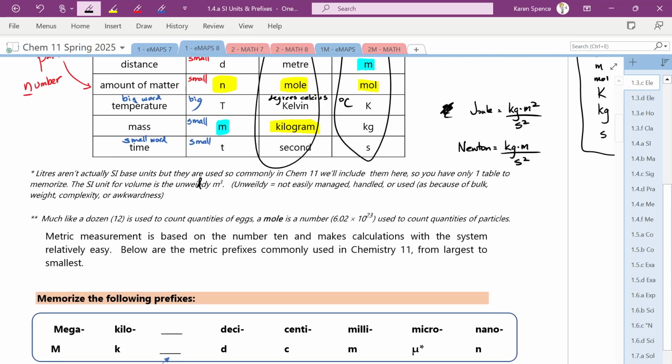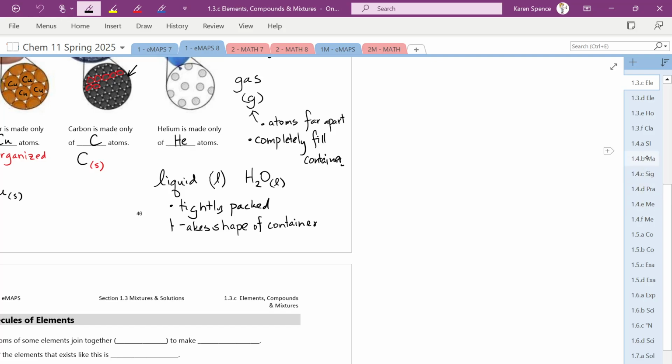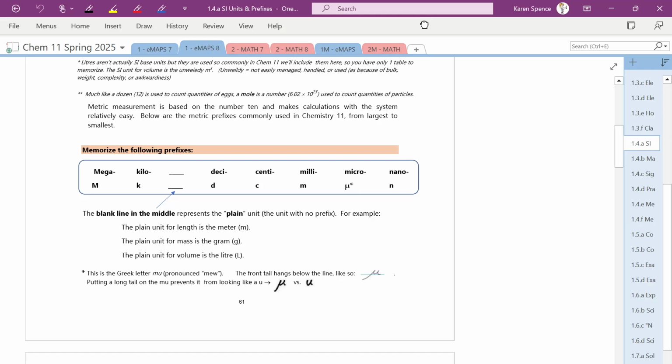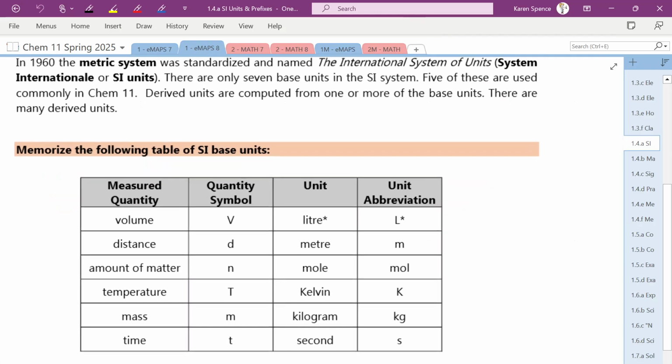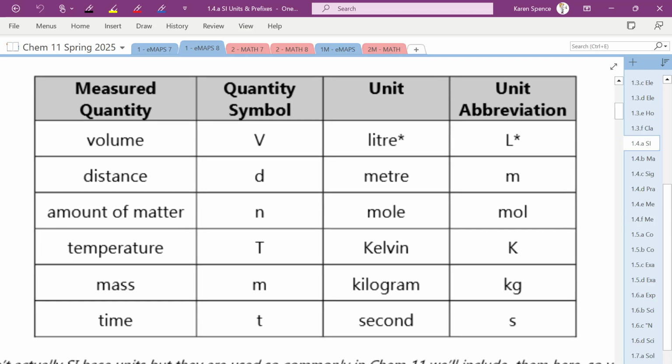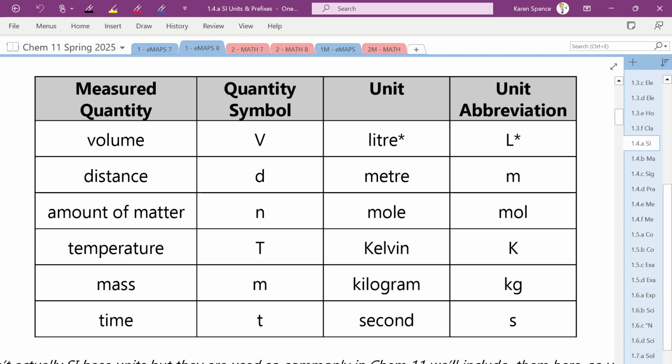And I need to now go to your actual block, 1.4a, which is on page 61. And we're going to focus in on this little table here. And you are going to tell me if these units and quantities look familiar. Do most of them look familiar? Okay, most of them look familiar.